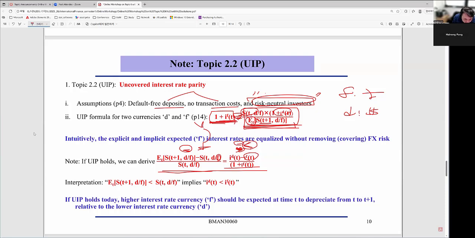So S is the future value. In the future, for 1 F, you expect to pay less D. Minus means this one is less than this, so you expect to pay a smaller amount of D in the future. So what is the meaning? The higher interest rate currency should be expected to depreciate. That is the UIP. So first of all, this is the UIP condition, and when UIP holds, this should be the case.